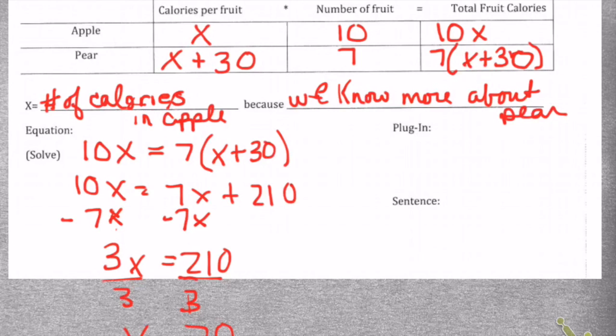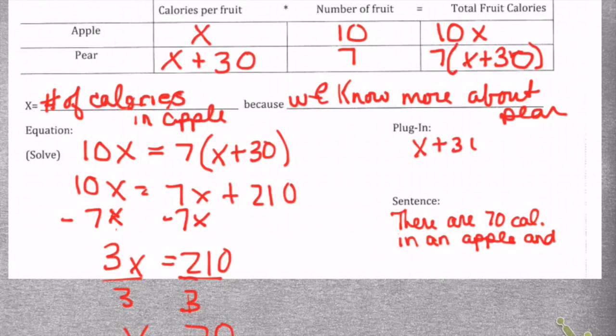And I get x is equal to 70. So I know that's the number in an apple. So there are 70 calories in an apple. And then we have to go back and plug in. So we know that the pear is x plus 30. So we would do 70 plus 30. And so that gives us 100 for the pear. So, 100 calories in a pear.